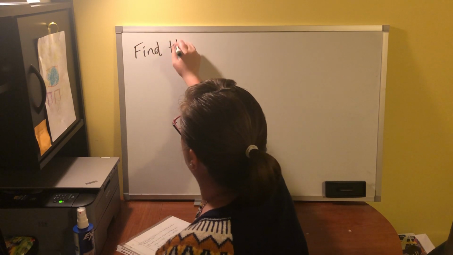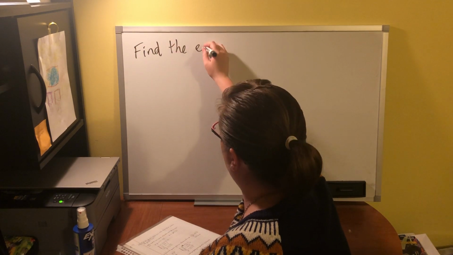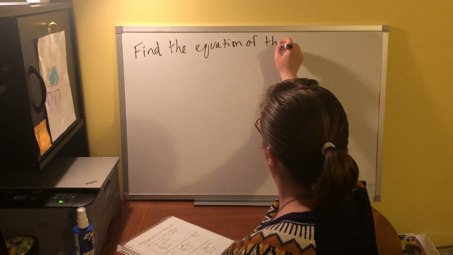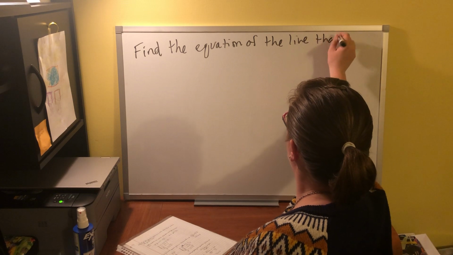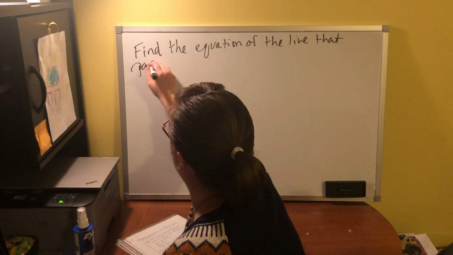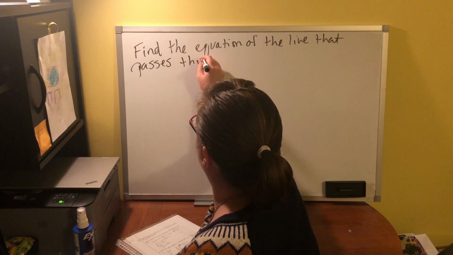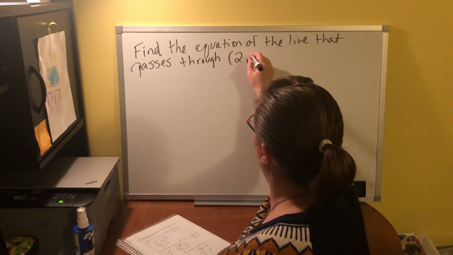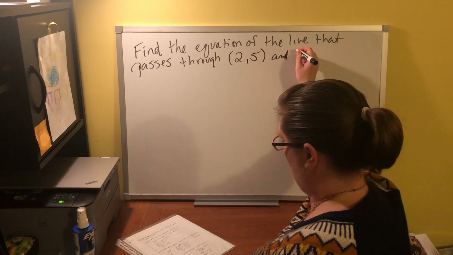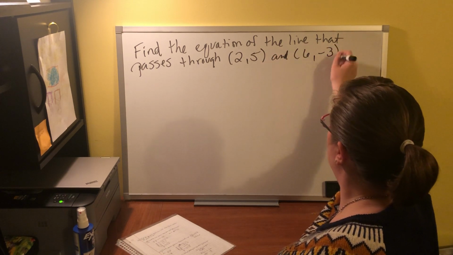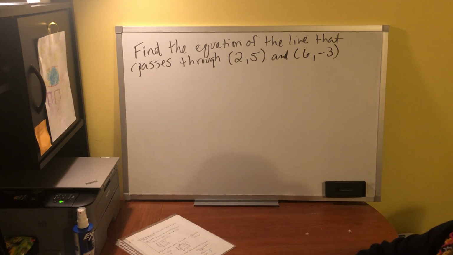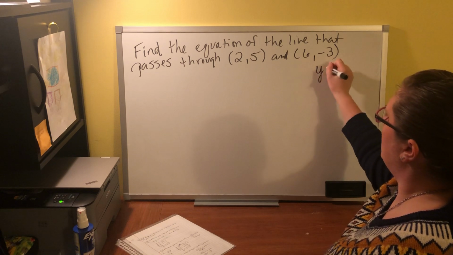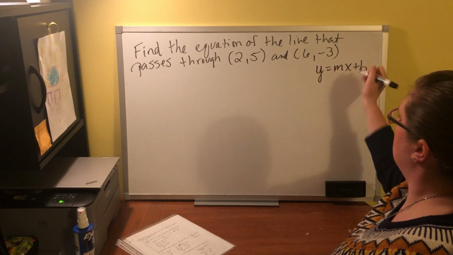We have not done a problem like this yet. So we are going to find the equation of the line that passes through 2, 5 and 6, -3. Okay? Now, we want that equation of a line that looks like y equals mx plus b.